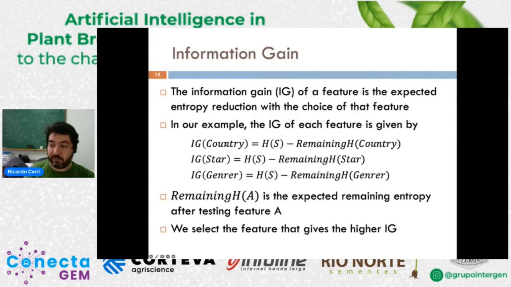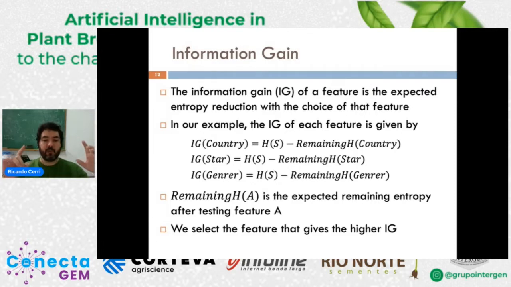The information gain for country is going to be the entropy for the entire data set minus what I'm calling here the remaining entropy for the country feature. The remaining entropy for a given feature is the expected remaining entropy after testing that feature. So we're going to select the feature that gives the higher information gain.